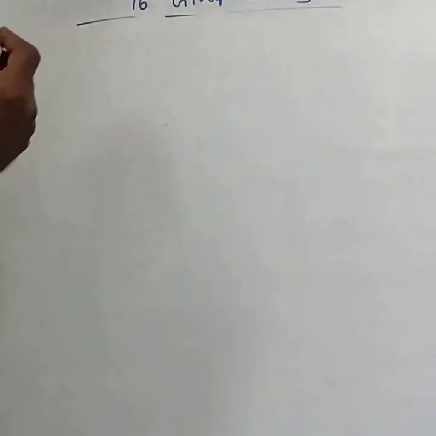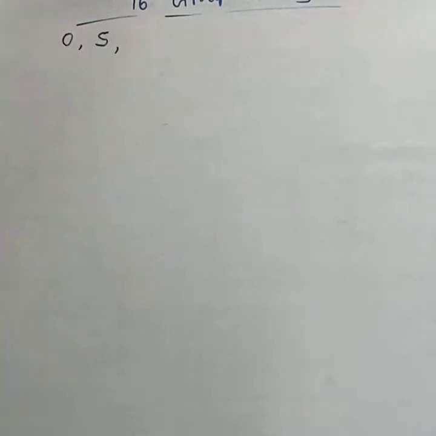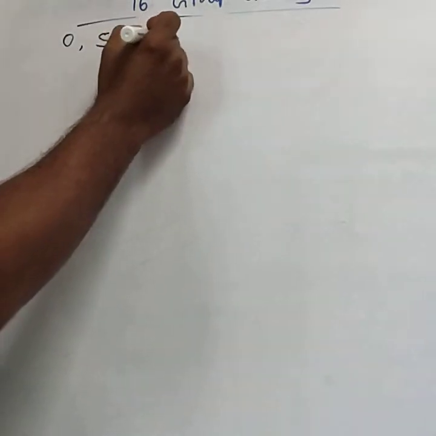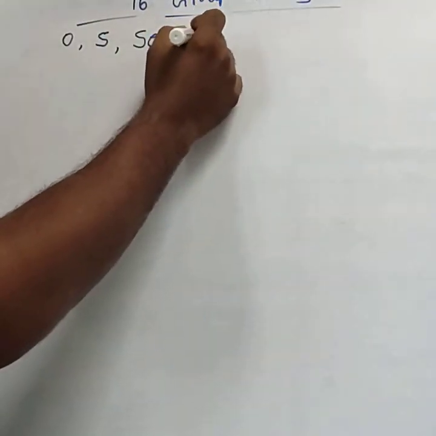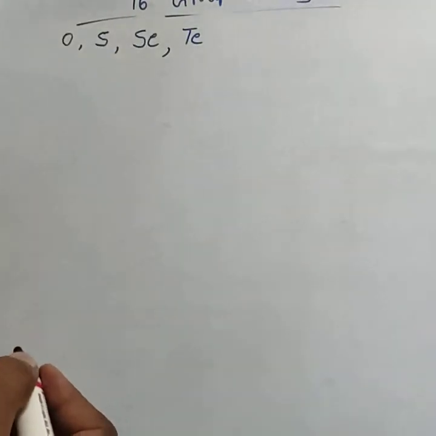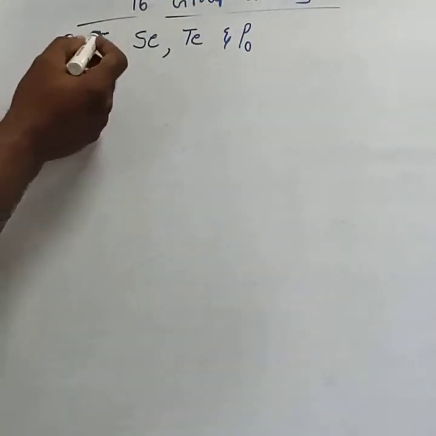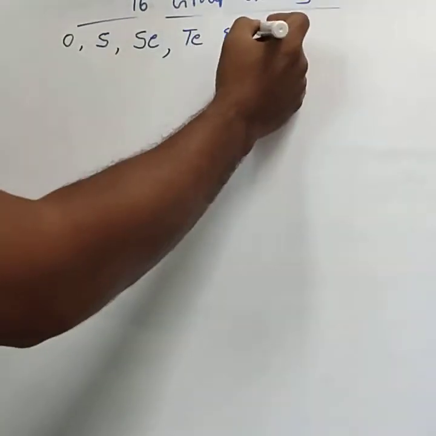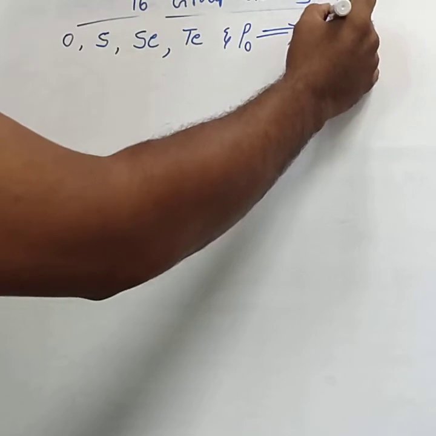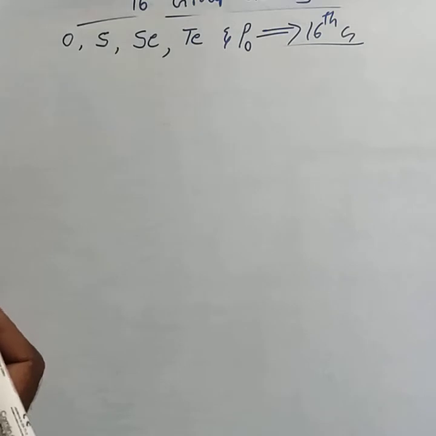The 16th group elements are namely oxygen, sulfur, selenium, tellurium, and polonium. These are called the 16th group elements. It is the oxygen family.